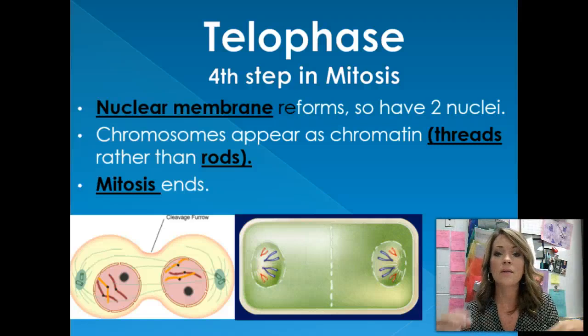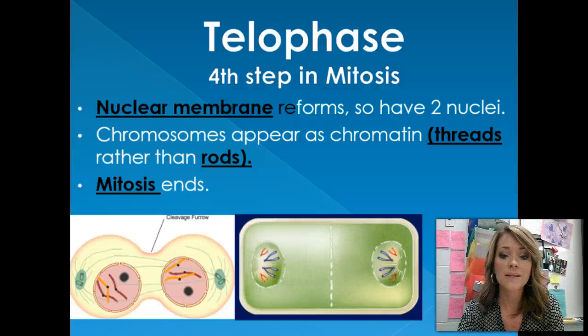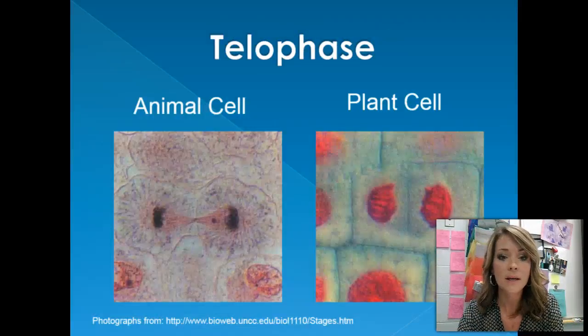Now they're where they need to be, and they're going to kind of start to unwind back into that chromatin. And this is the end of cell division. Telophase is the last step of mitosis. So here you can see telophase in both an animal and a plant cell.